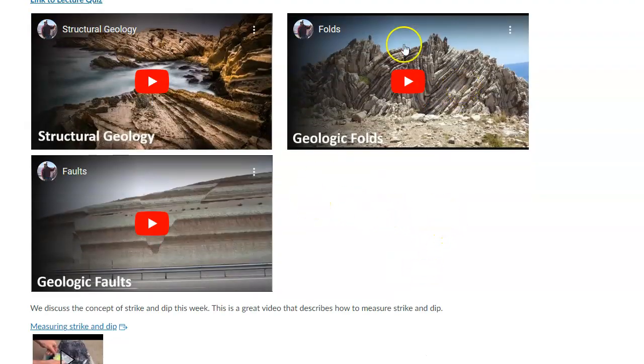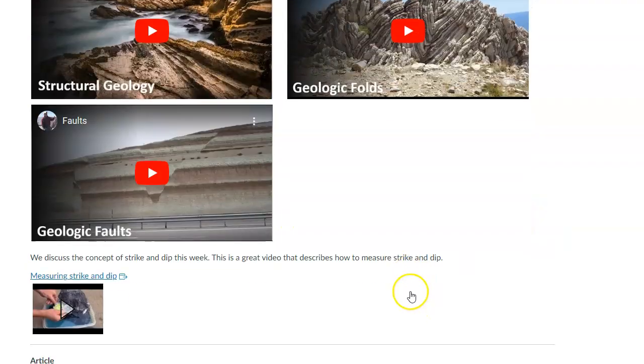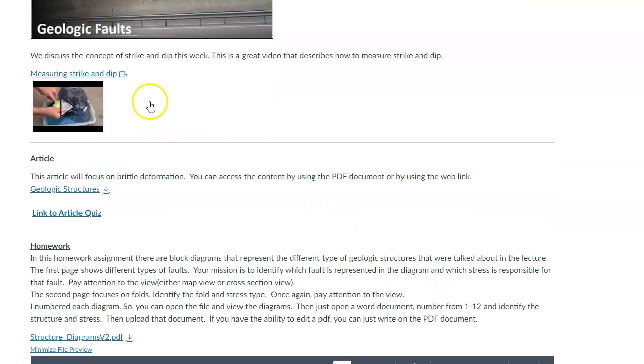So you're going to look at folds and faults. Those are the two main structures that we care about. So you'll learn about measuring the strike and dip idea, and then you'll learn how to identify different folds based on how they look and different faults based on how they look. And so that's the main part of the lecture this week. There is this additional little YouTube video that talks about strike and dip because it can be a weird concept. So it might be helpful if you're struggling with that. You can take a look.